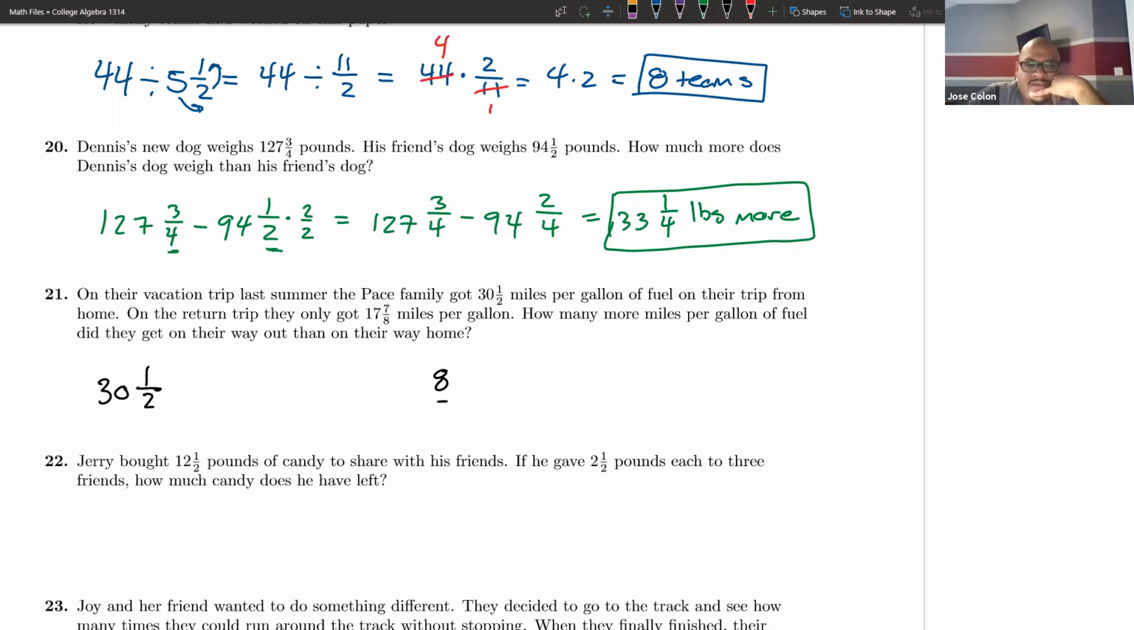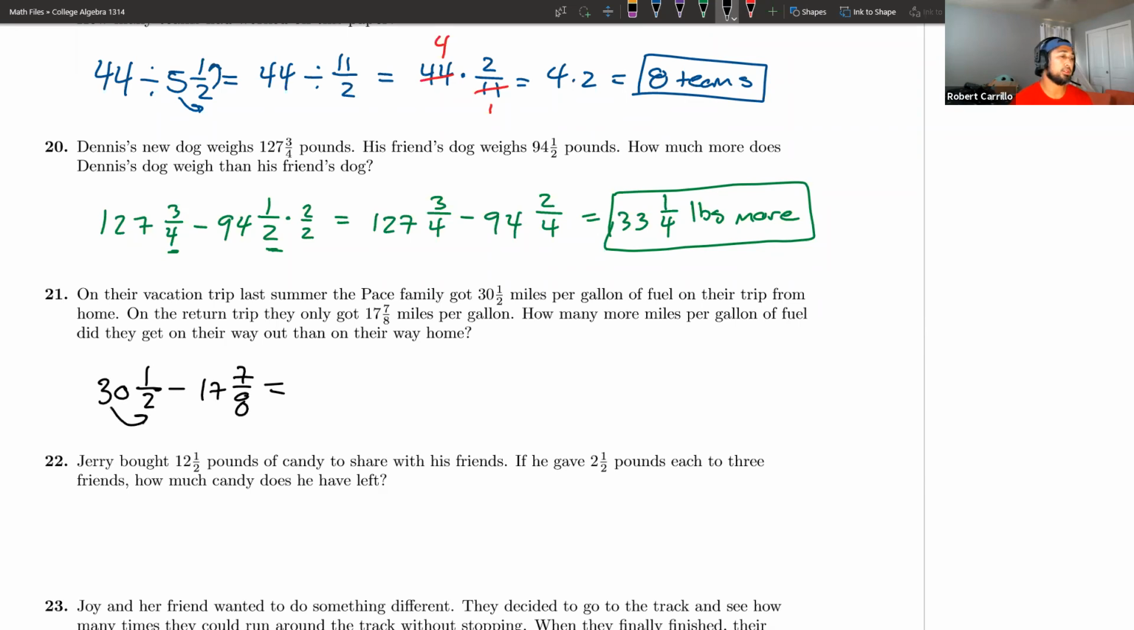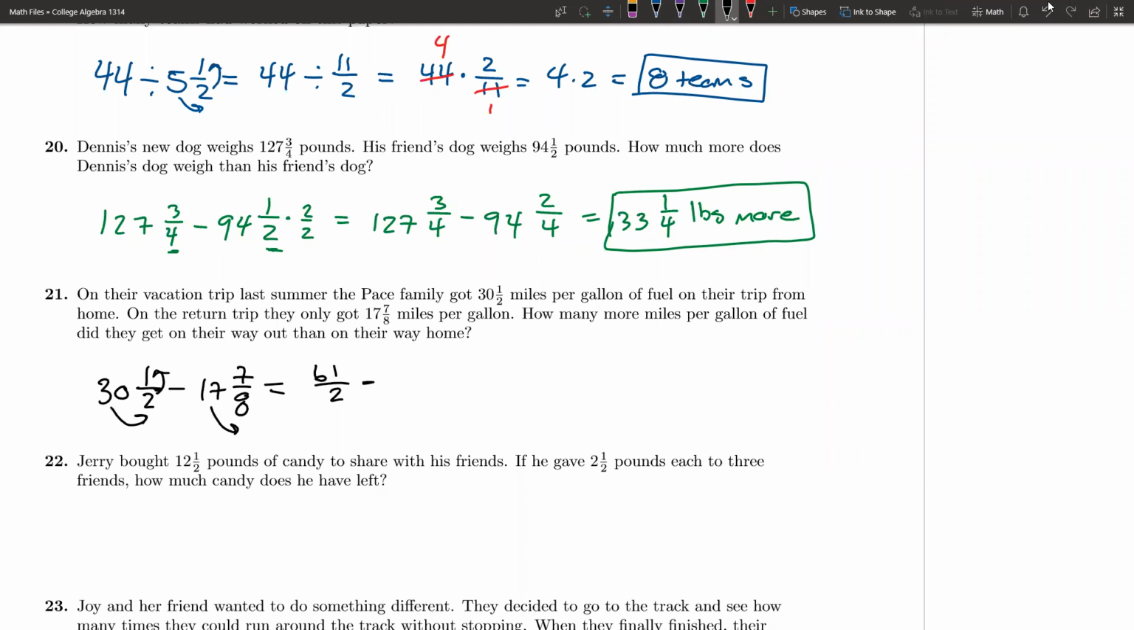You have to make improper fractions. All right. So 30.5 and 17 7/8. So we'll make improper fractions. First up is 30.5. 30 times 2 is 60. 60 plus 1, 61/2. Minus, what is 17 times 8, guys? 136. And 136 plus 7 gives me 143/8.